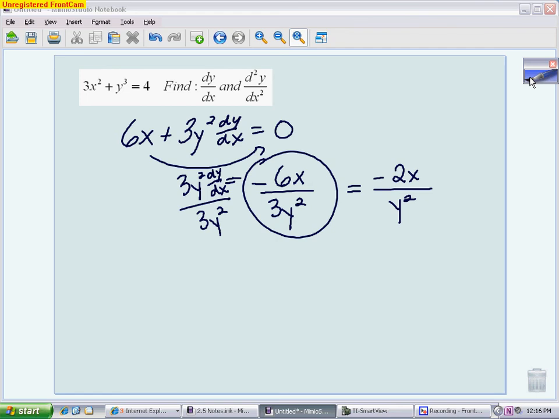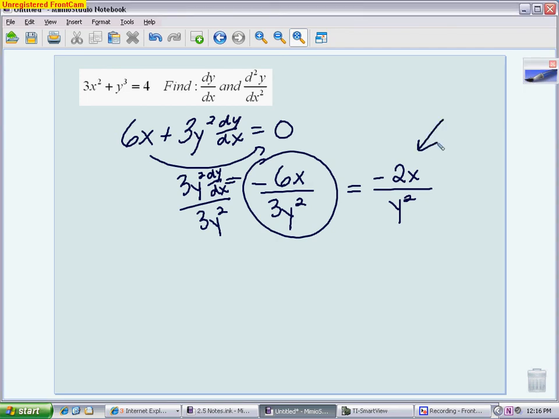Now the question wants you to go a step further and find the next derivative. So we are taking the derivative of this. When you look at that, the first thing hopefully you think is, I'm going to have to use a quotient rule because it's division, because we have two terms that are being divided. So when I start my second derivative, I'm going to come down here and do the second derivative.